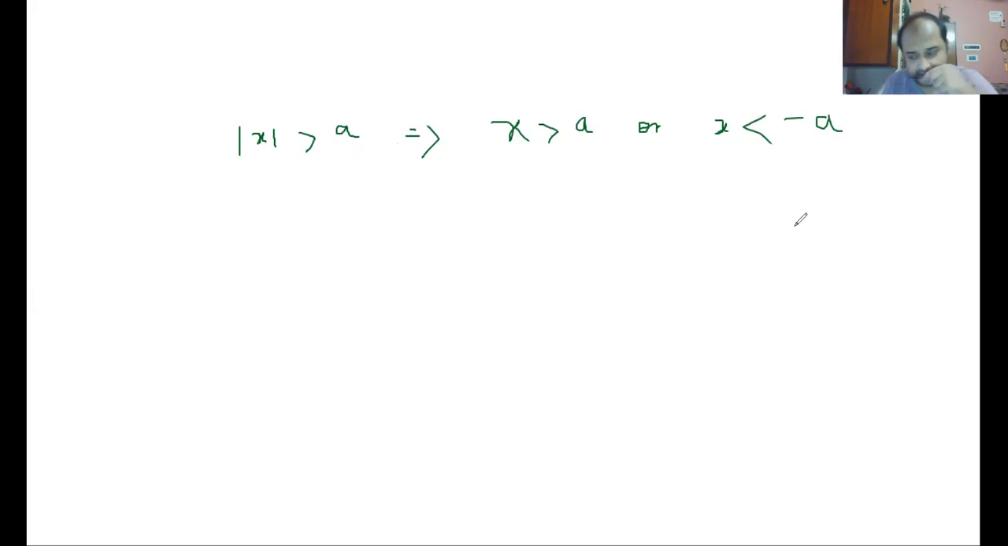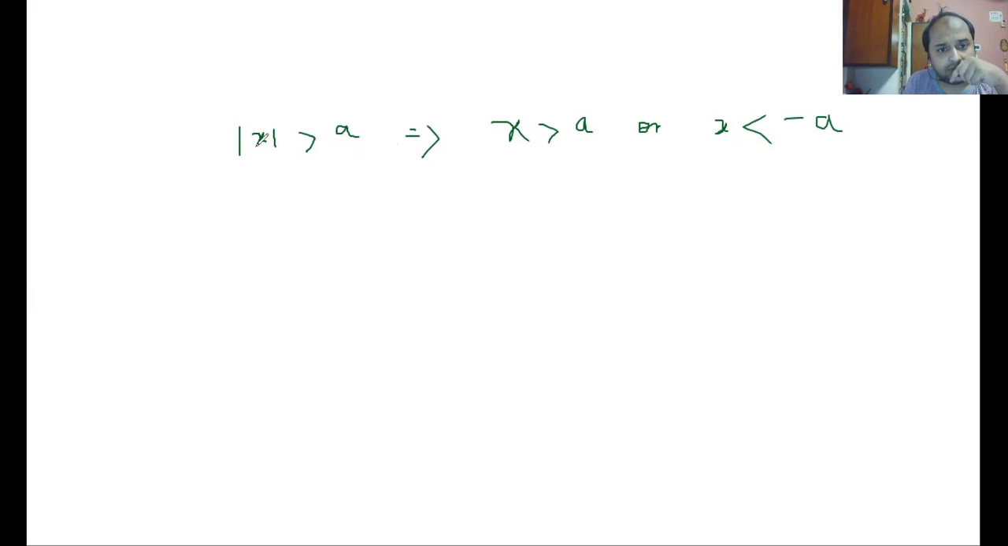When we talk about a real number, suppose we have a real variable x, and we say that mod of x is less than a, this implies that x is either greater than a or x is less than minus a. These are the two possibilities. Okay, so if mod x, the modulus of x, is greater than a, this implies that either x is greater than a or x is less than minus a.